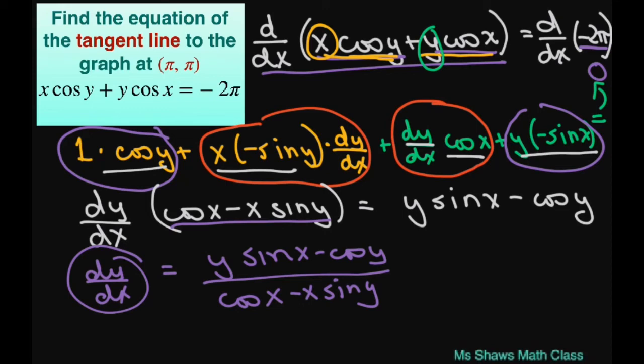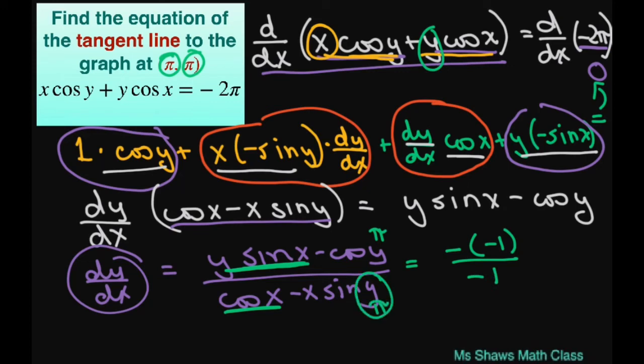So if I substitute in pi for your x and your y, we're going to get this equals, when you substitute in pi in this piece, that's 0. When you substitute in pi for this, you're going to get minus a negative 1. For this piece, when you substitute in pi, you get negative 1. You substitute pi in this piece, you're going to get 0. So this is just going to equal negative 1. So that equals your dy dx at pi comma pi.